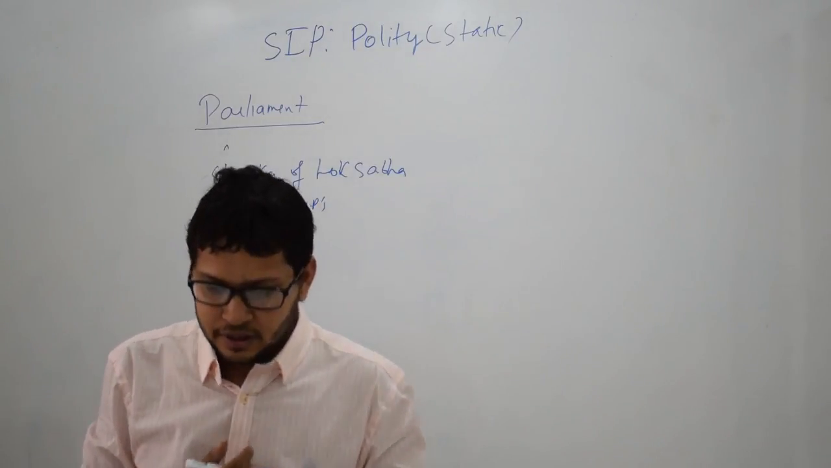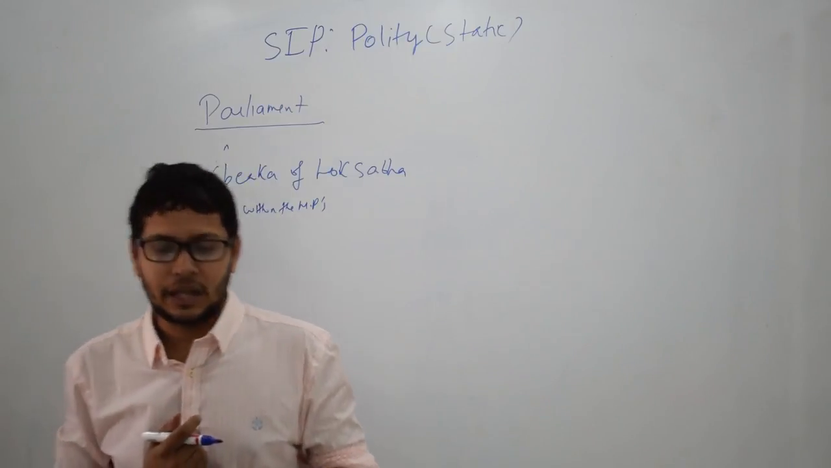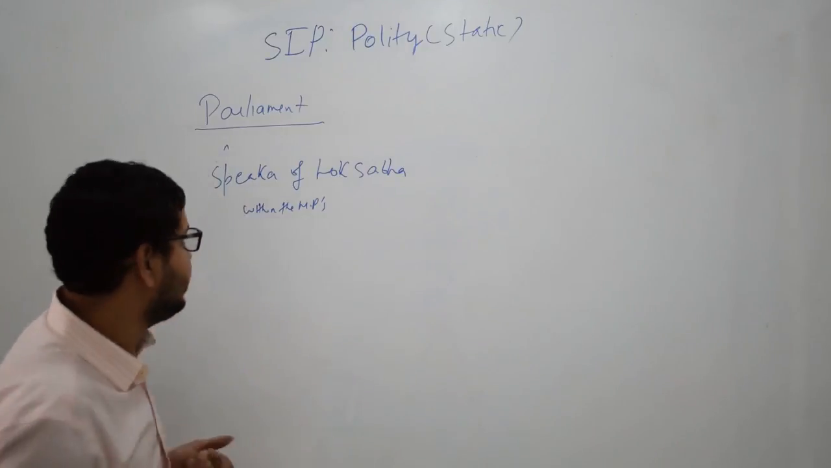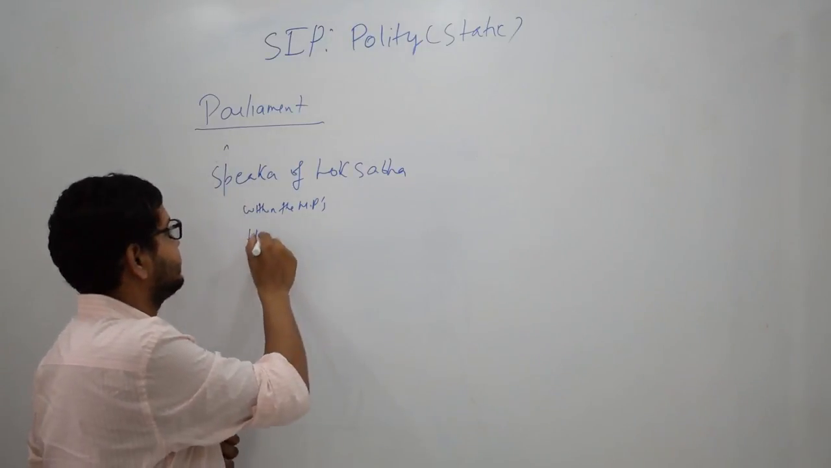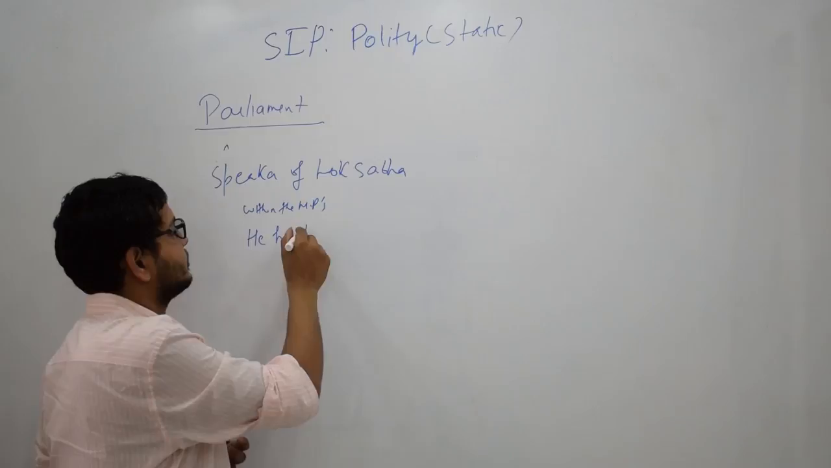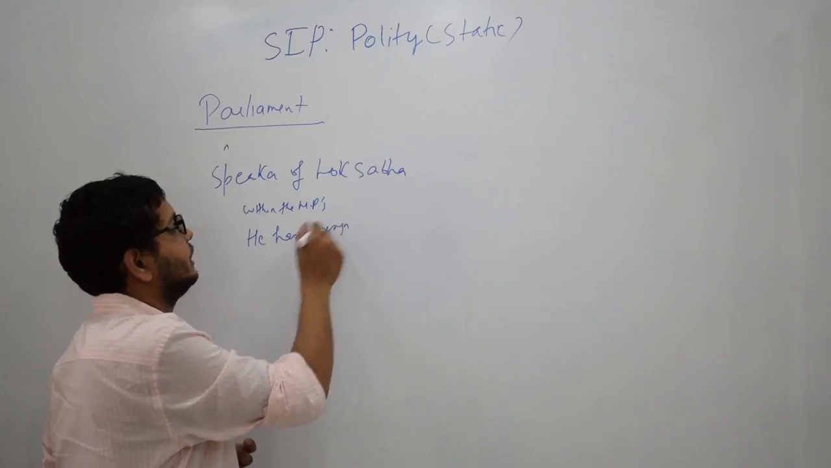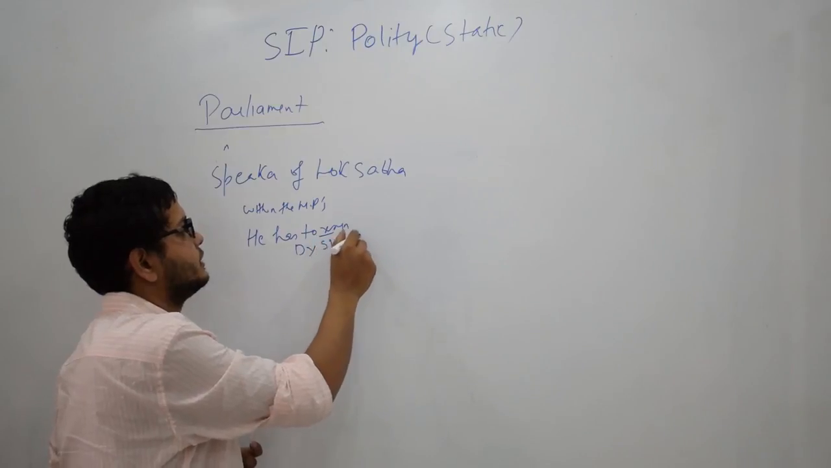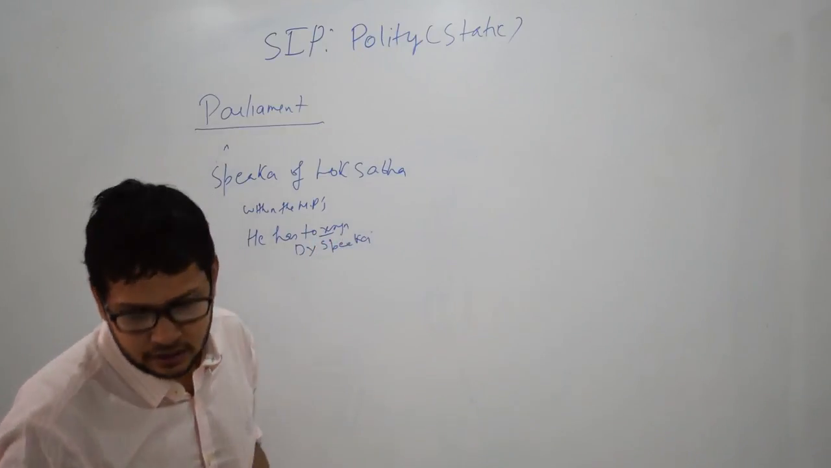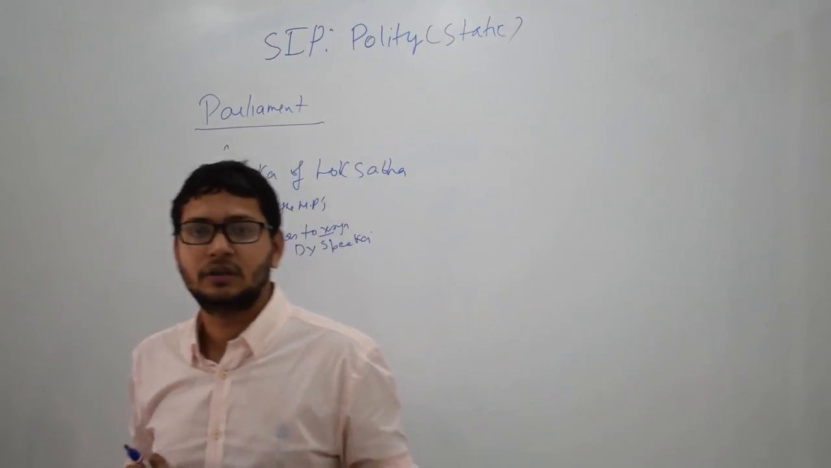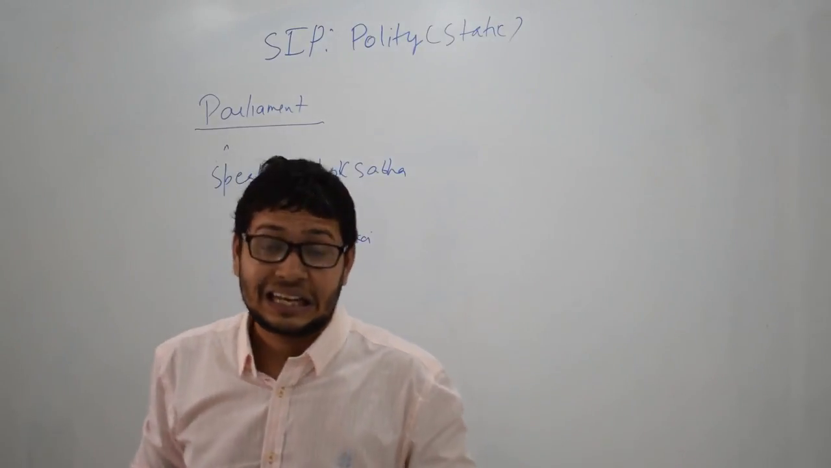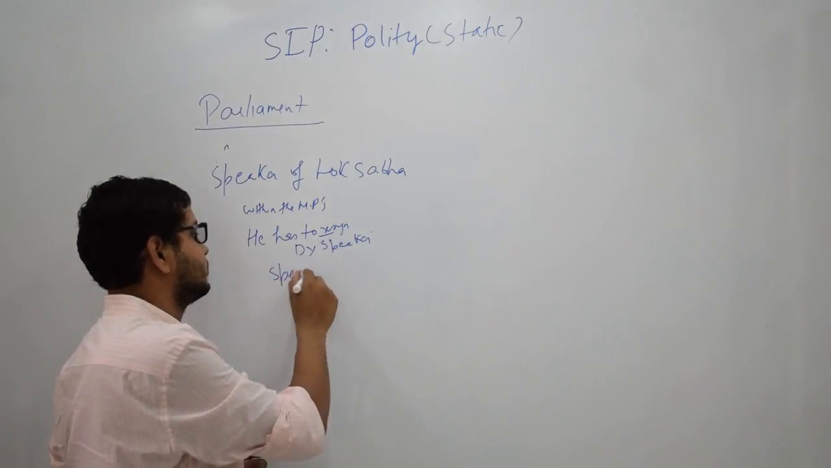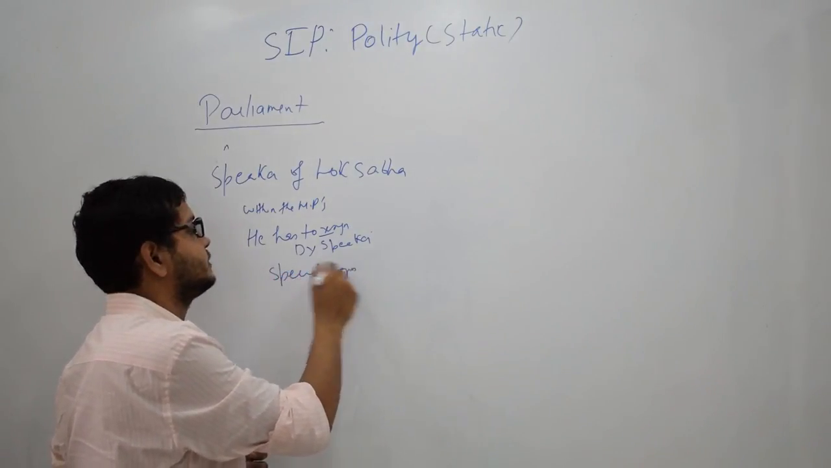So usually the speaker remains in office during the life of Lok Sabha. However, if he has to vacate, he has to resign, and that resignation letter would be addressed to the deputy speaker, not to the president. He will write his resignation to the deputy speaker. Secondly, he can be removed by a special majority. Special simple majority.